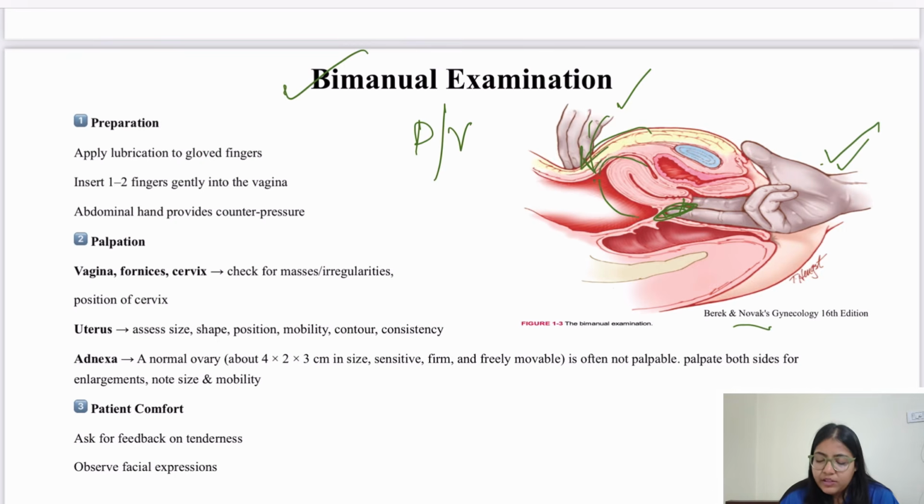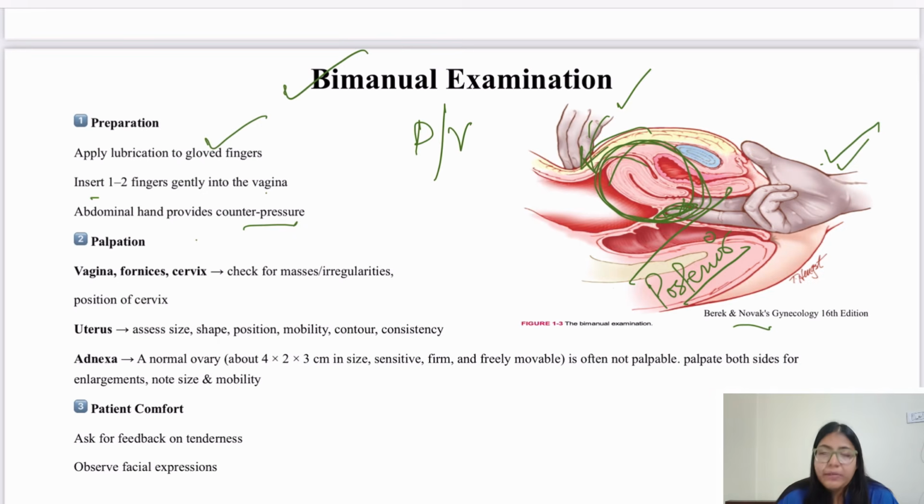So the uterus comes in between your hands and you can palpate the size of the uterus, the direction of the uterus. Okay, so remember, it is posterior fornix, not anterior, during bimanual examination. So similarly, you glove your hand, you lubricate with lignocaine jelly, and then you insert 1 or 2 fingers accordingly, and from the abdomen counterpart you provide counter pressure, and then do palpation.